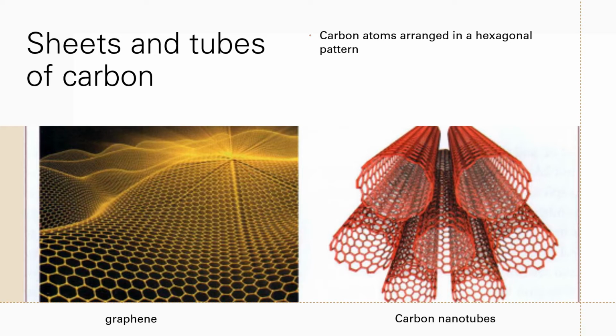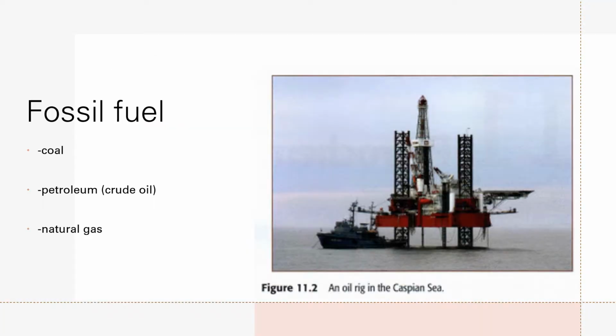In graphene and carbon nanotube, carbon atoms are arranged in a hexagonal pattern. In this part, we want to discuss fossil fuel. There are three types of fossil fuel. The first is coal, and then petroleum or crude oil, and natural gas.